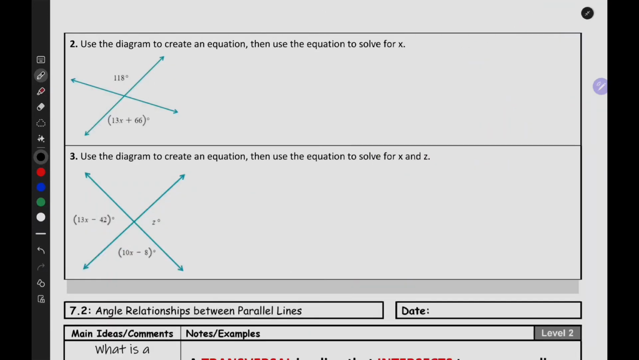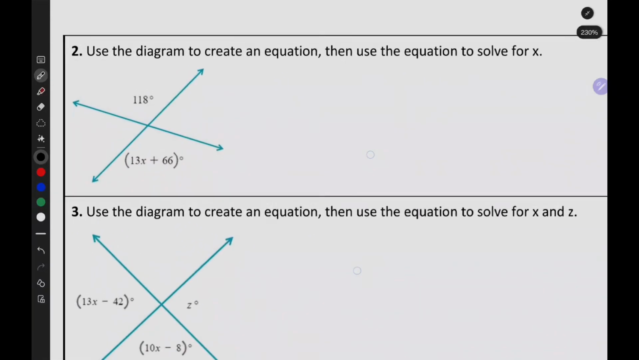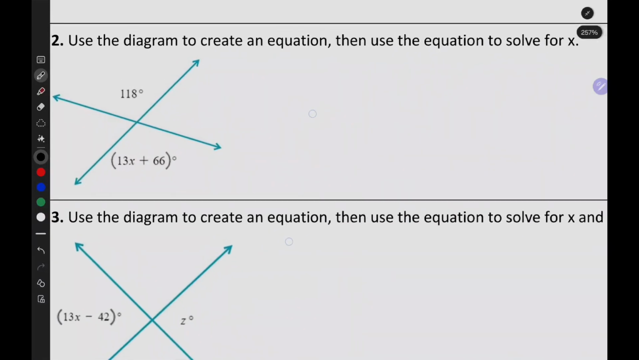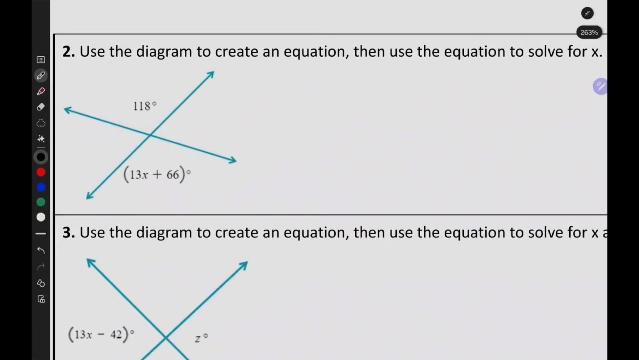So if you turn the page, you'll see number 2 and 3. So let's work out these problems. Number 2 says use the diagram to create an equation, then use the equation to solve for x. Alright, so looking at this diagram, there are two angles that we have to work with.